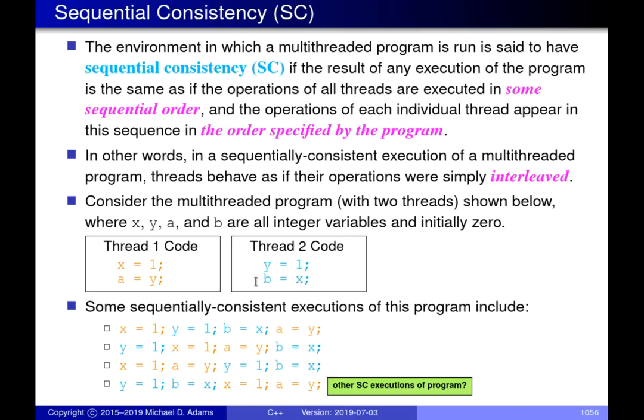If this code is run in an environment which is sequentially consistent, this places some constraints on the order in which things can happen. It allows for an arbitrary interleaving of the code from the two threads, subject to the constraint that you can't reorder any of the instructions from a single thread. So, for example, one particular sequentially consistent execution of this program would be to first execute the first instruction in thread 1.